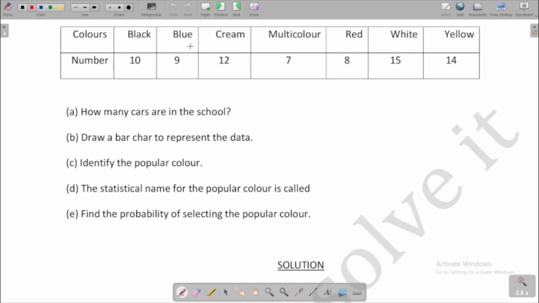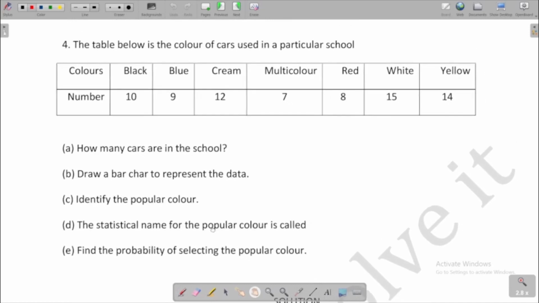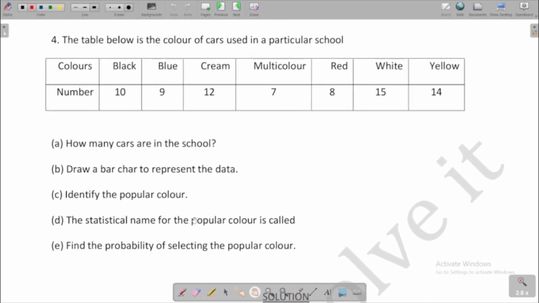So the first question in this section has a lot of subordinate questions. You have 4A, 4B, 4C, 4D, 4E. The question says the table below shows the color of cars used in a particular school. So you have a table there.